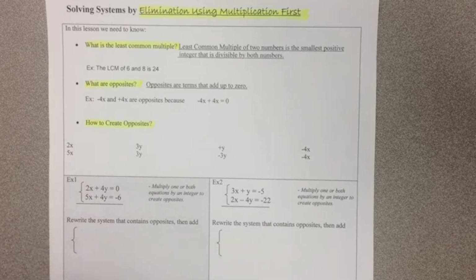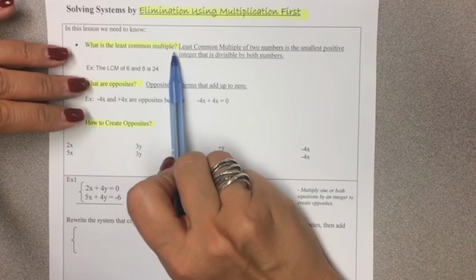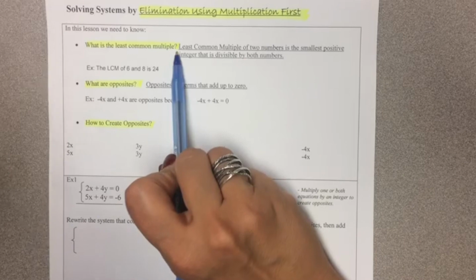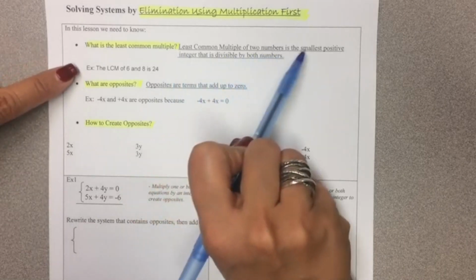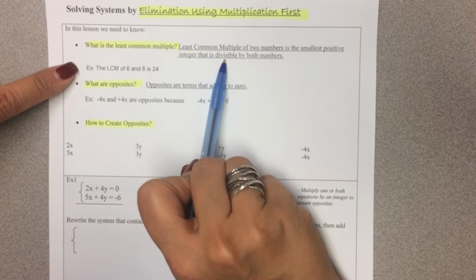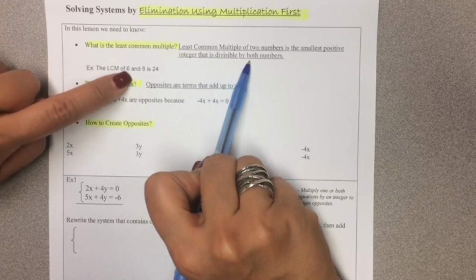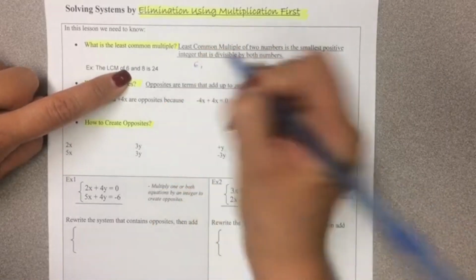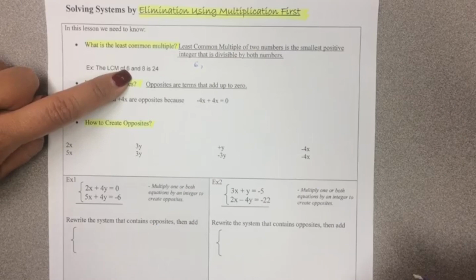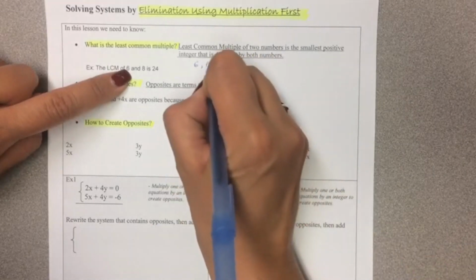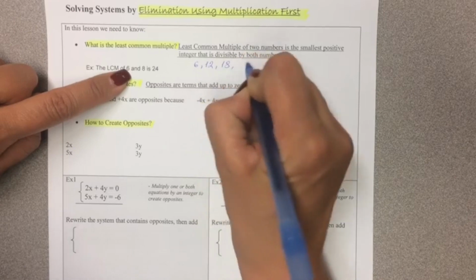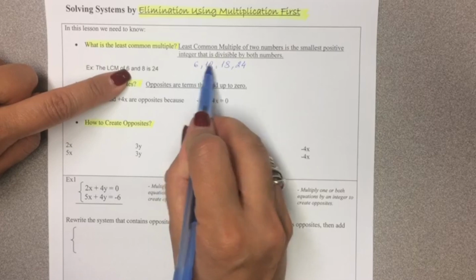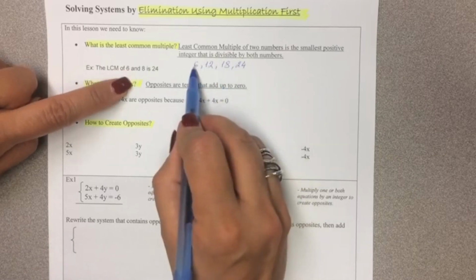So first of all, what is a least common multiple? From the past, we used the least common multiple in order to find the common denominator. By definition, the least common multiple of two numbers is the smallest positive integer that is divisible by both numbers. So the multiples of 6, or 8, or any number, are the numbers you get as you multiply to get the next one in order. So 6 times 1 is 6, 6 times 2 is 12, 6 times 3 is 18, 6 times 4 is 24. So the multiples of 6 are 6, 12, 18, 24, and so on.